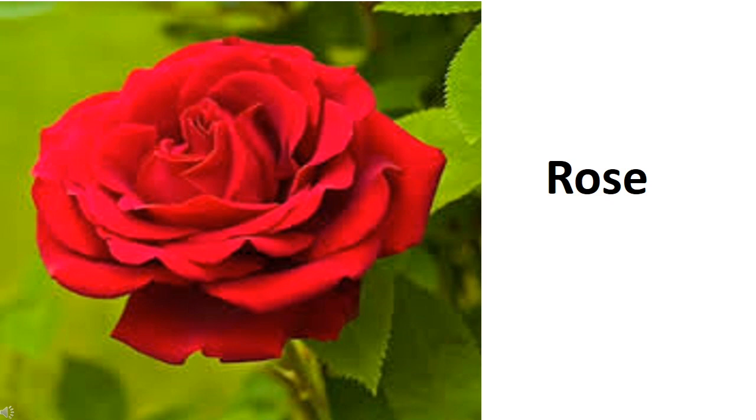The first flower we are going to talk about is the rose flower. Yes, you can see it on your screen. This is a beautiful flower, right, with a nice fragrance. And children, generally it is available in red color and it has soft and curvy petals. They also have thorns on the stem, so we should be careful while touching them.